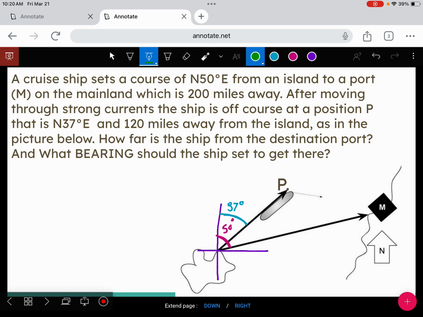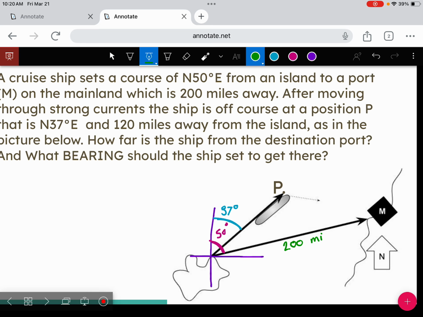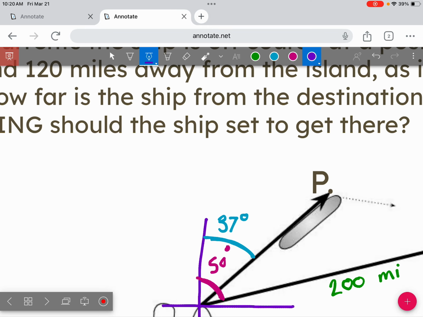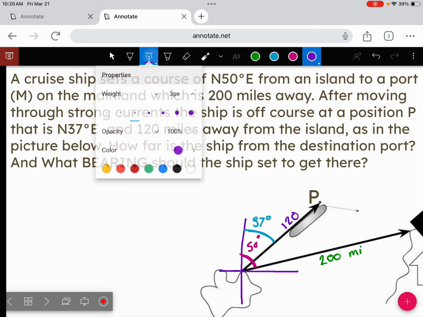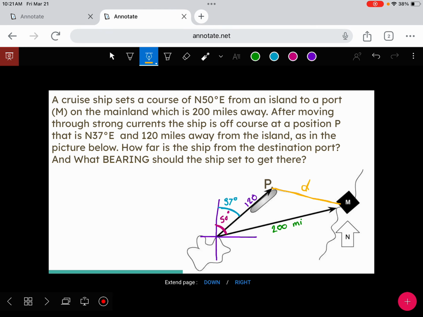We also know that the island and the mainland are 200 miles apart, and that they are currently 120 miles from the island. So right now, they're over here, 120. The first thing we are asked to figure out is how far are they from the mainland port? That is a terrible line. I'm going to fix that. Kind of better. We are asked to figure out this piece. What is this distance? That's the guy we want to have right now.